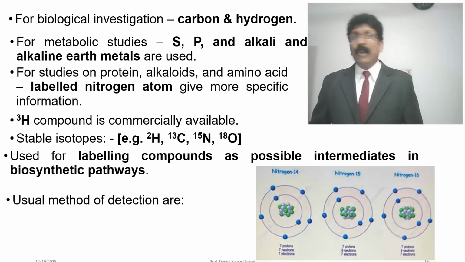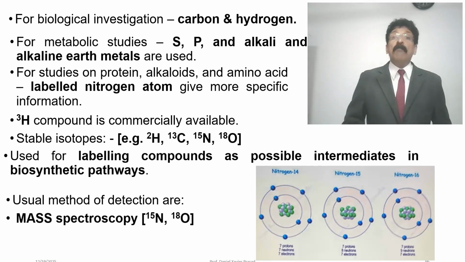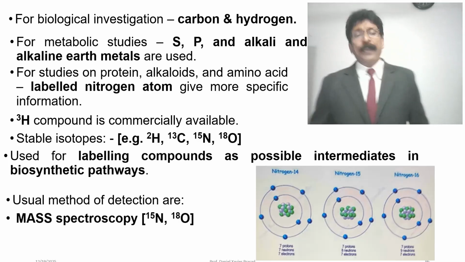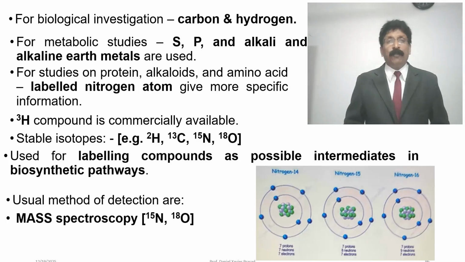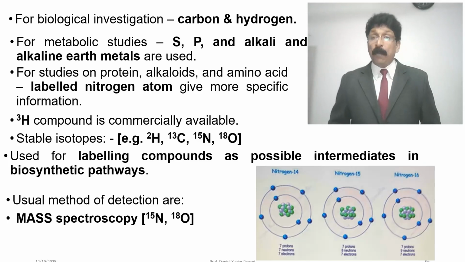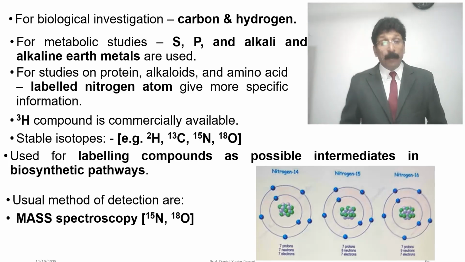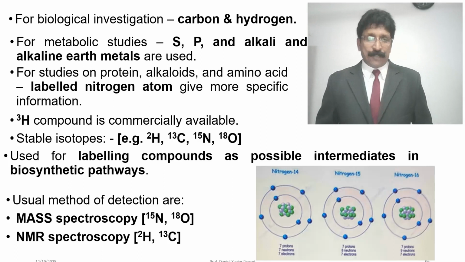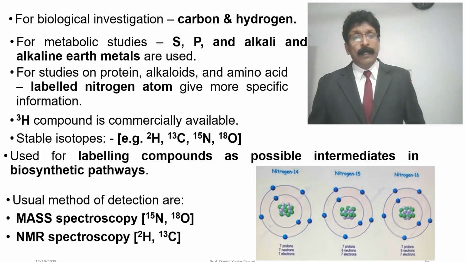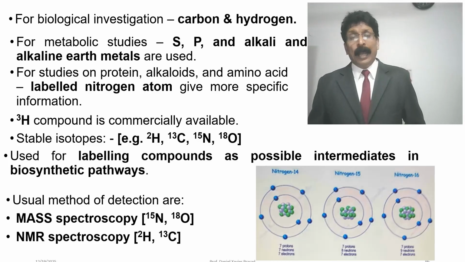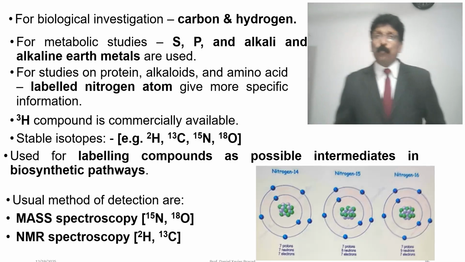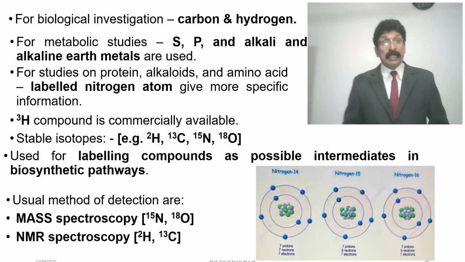Usually the methods of detecting are mass spectrometry. Here nitrogen 15 and oxygen 18, the stable isotopes, can be identified. When you use a labeled compound in a biosynthetic study, you can find out how it is changed, where this element has been transferred, and how the structure has changed. NMR spectroscopy will give you detail about H2 deuterium and carbon 13, which can also identify where it is present in the structure and how it is changed.